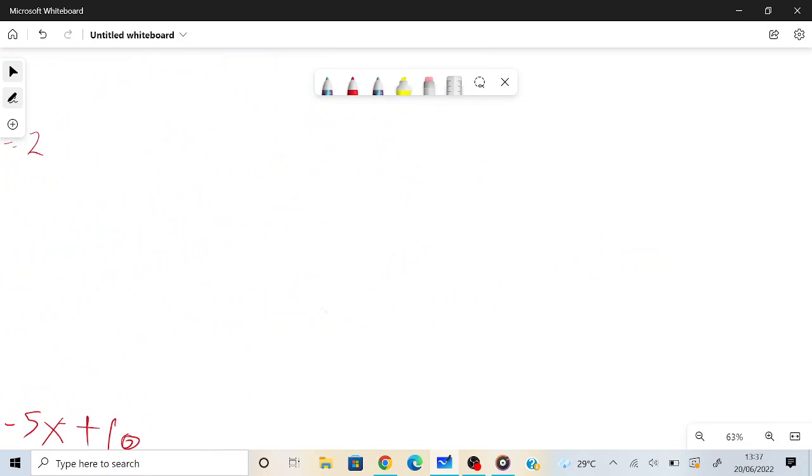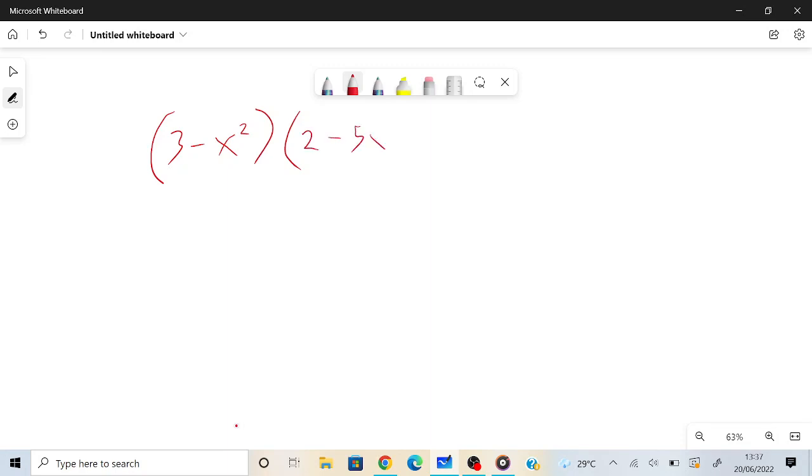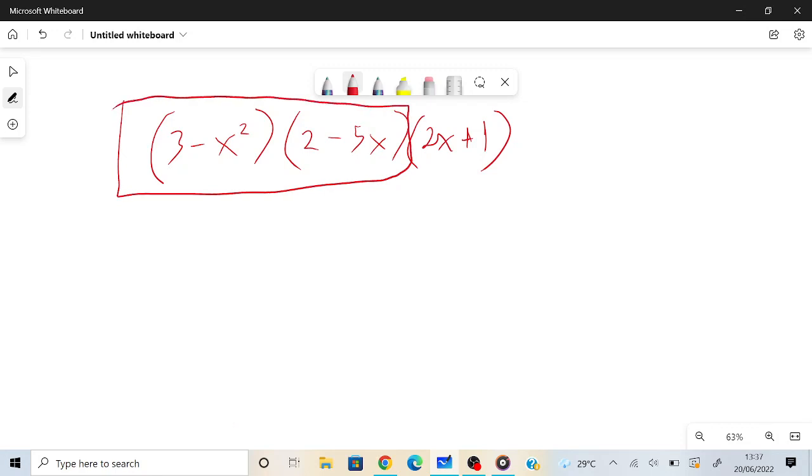And moving on to the final example of this topic, we have 3 minus x squared into 2 minus 5x into 2x plus 1. Now, again, we use the same way in terms of the triple brackets. I'll take these two first, and then I'll take that one once I've expanded these two.